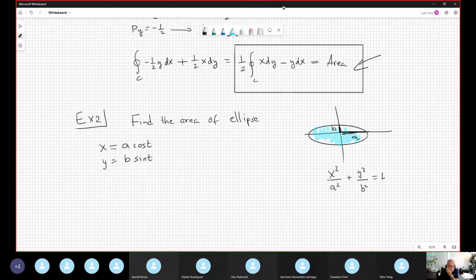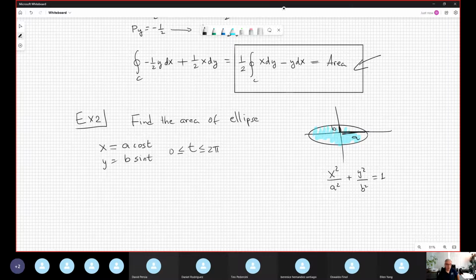You know that this parametrization matches perfectly, because if you divide by a and divide by b and square both sides, you have cosine squared plus sine squared is 1, and this describes the ellipse perfectly. And t varies from 0 to 2 pi because I want the full ellipse, not one portion, not one arc length.